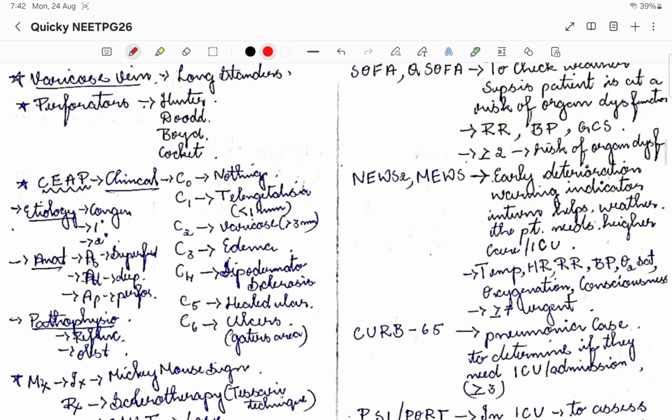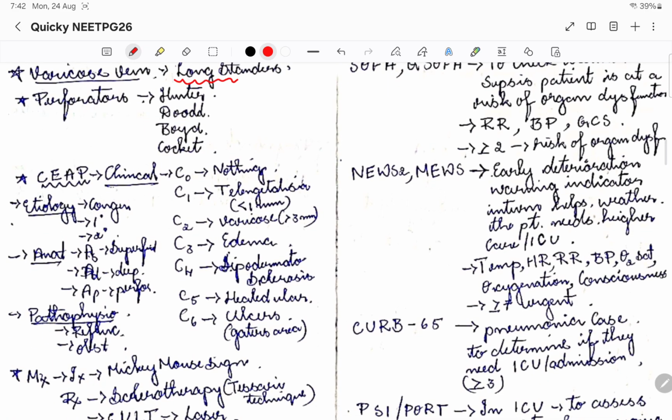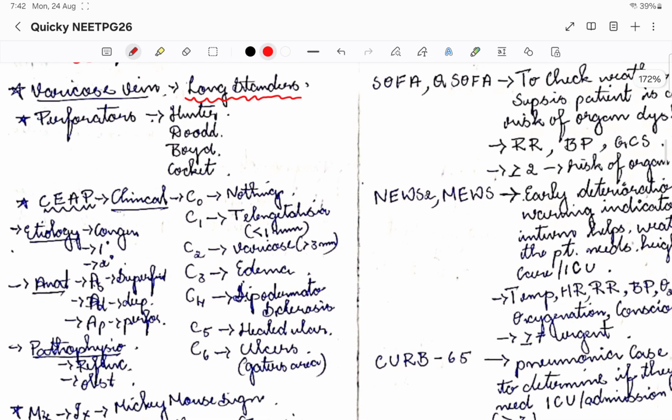So basically we all know, right? It is going to be in long standing people, the bus drivers, teachers, surgeons, all these people with occupational risk will have varicose vein. So here Hunter's, Dodd, Boyd and Cockett perforators are the named perforators that I want you guys to be aware of. So for example, let us take this as a leg. Hunter's will be here. Okay, then Dodd, Boyd and Cockett. Okay, so these are the named perforators.